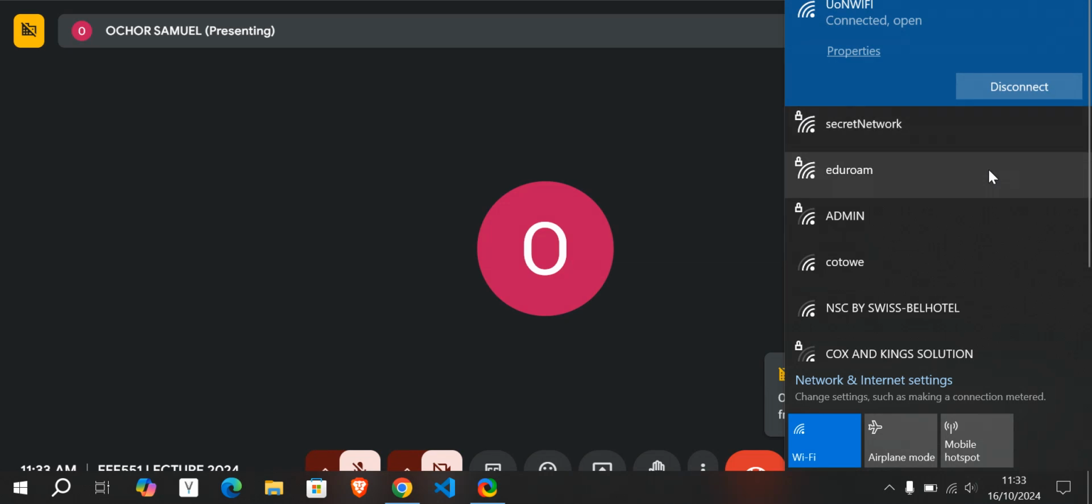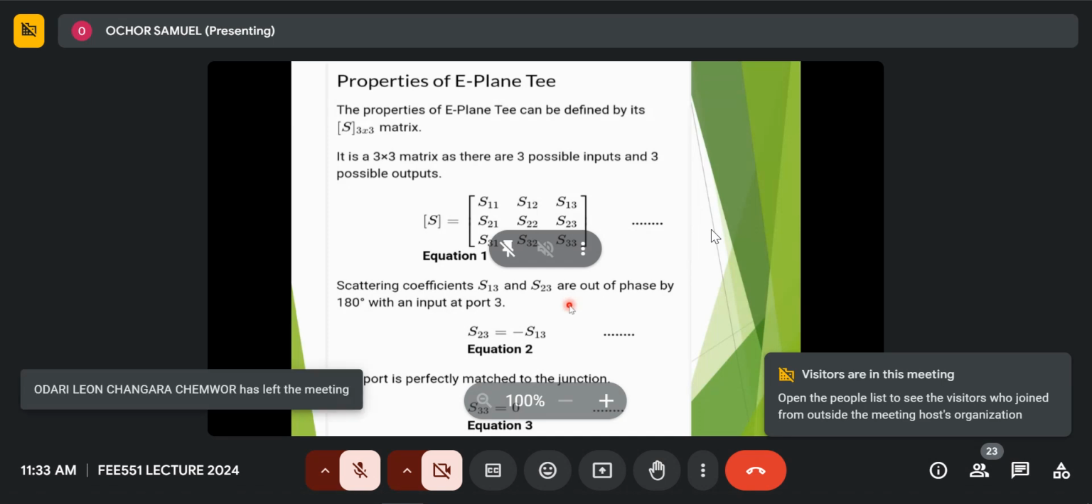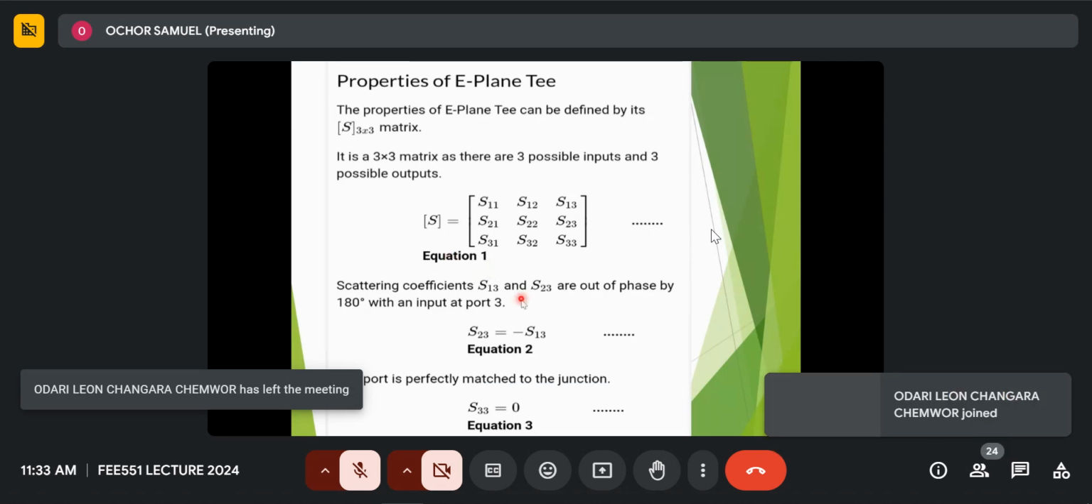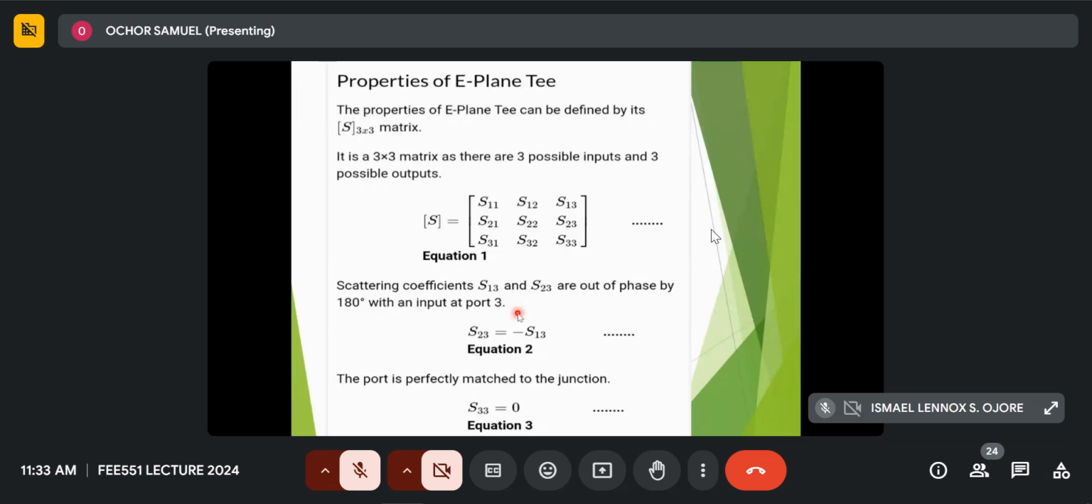Now, that's the scattering matrix that is defined by equation 1. If we go to the other property, the scattering coefficients S13 and S23 are out of phase by 180 degrees. This means S13 is the output at port 1 having come from port 3, and S23 is the output at port 2 having come from port 3.